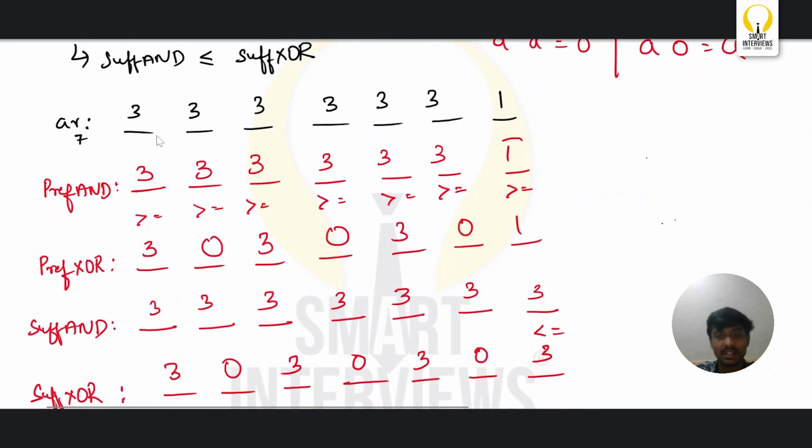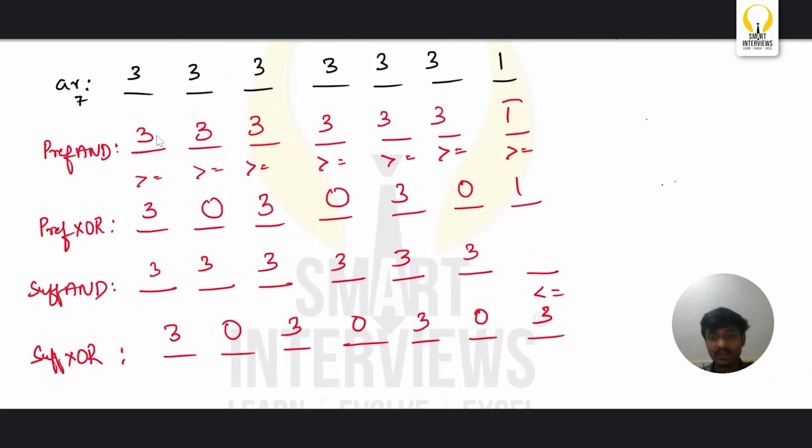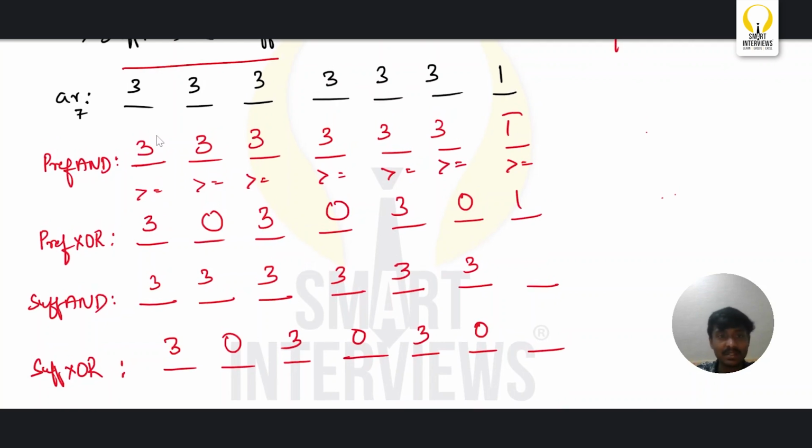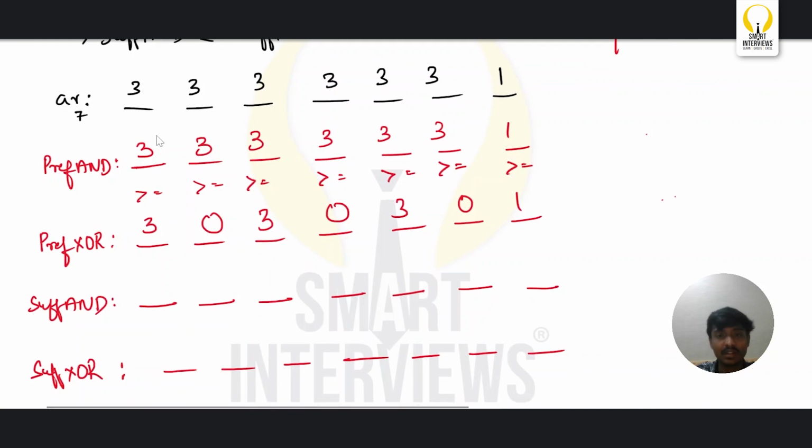Let's move to the second condition now. So this value will change. Now you know that for prefix we come from the starting, right? But for suffix, we come from the ending. So we change the ending value, right? So let's try to repopulate the suffix and, prefix and, suffix or.